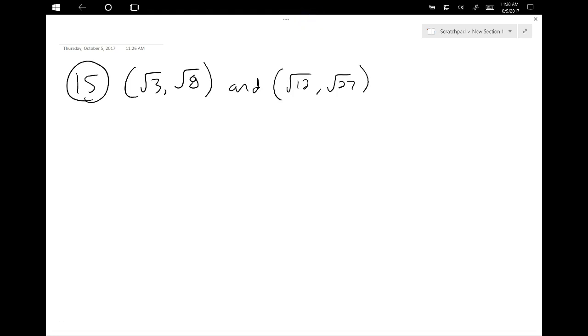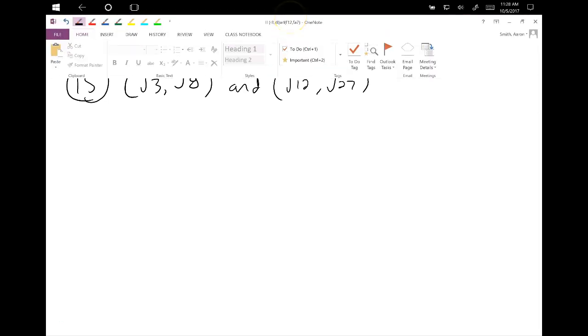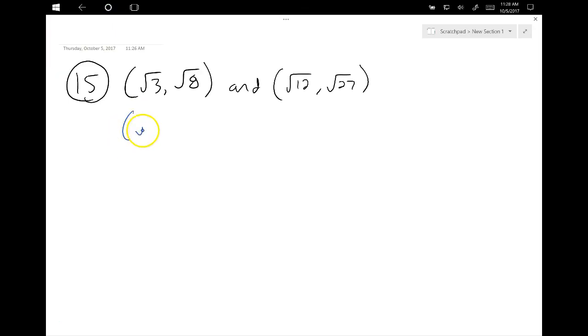On number 15, we want to find the distance between these 2 points using the distance formula. Now this is a little bit more challenging because these are unsimplified square roots, which makes the algebra a little bit messier. So what I'm going to start by doing is simplify these square roots to make it just a little bit easier.